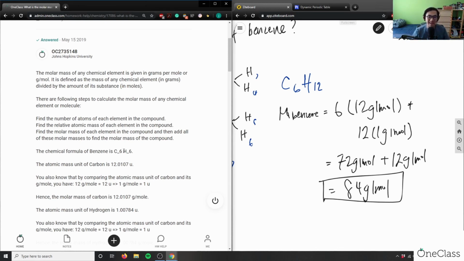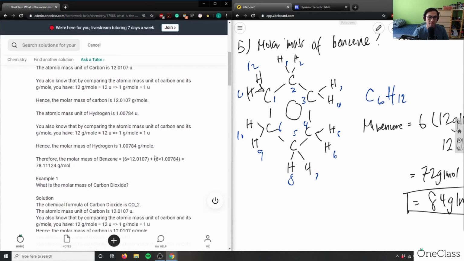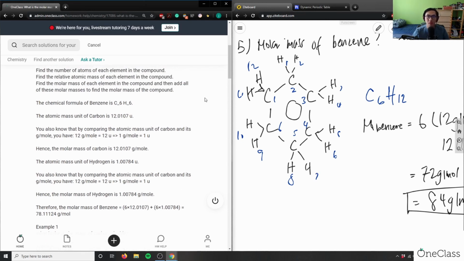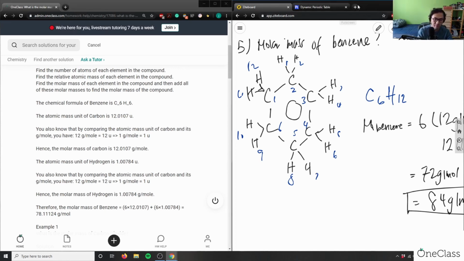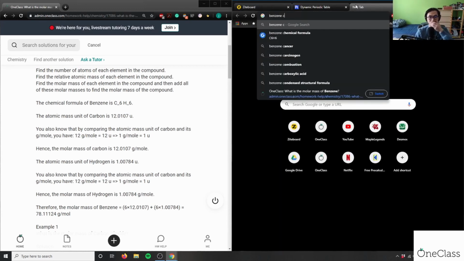Their chemical formula is H6C6. This here is incorrect. The chemical formula of benzene is not C6H6, it's C6H12. So therefore, their molar mass is going to be wrong. Yes. And I can double check that, right? I can simply Google what the chemical formula of benzene is if you don't believe me.